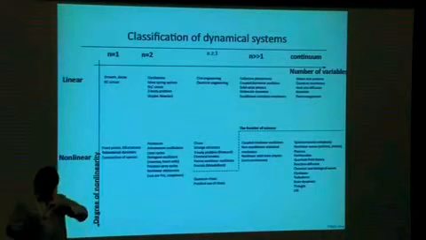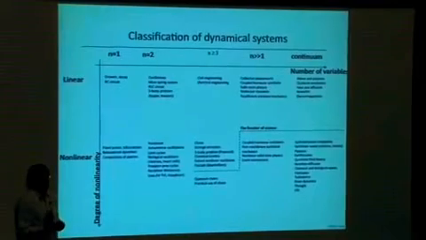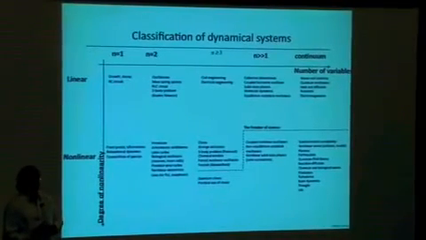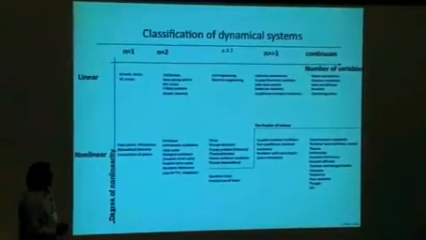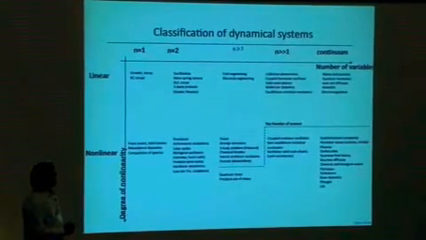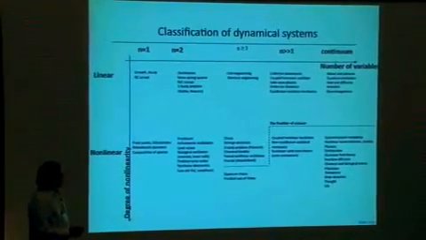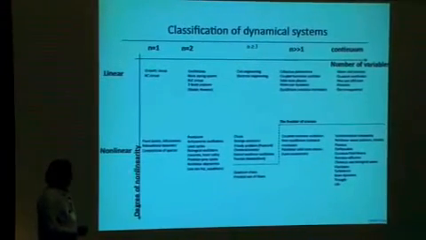To start with, dynamical systems. How can we classify them, and where do we find them in nature? Here I did the following classification in terms of degrees of freedom: 1 degree of freedom, 2, 3 or many, until infinitely many, and the distinction between linear and nonlinear.